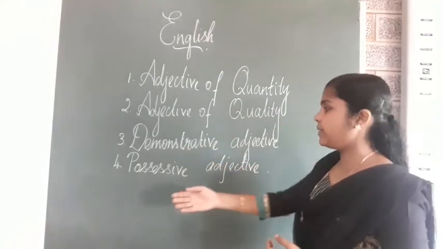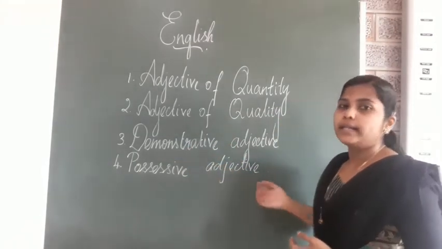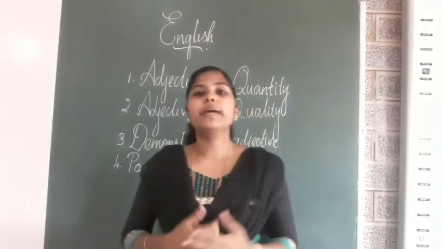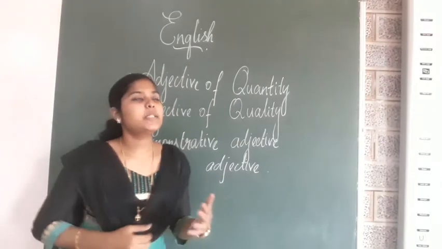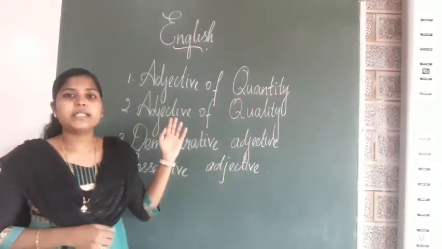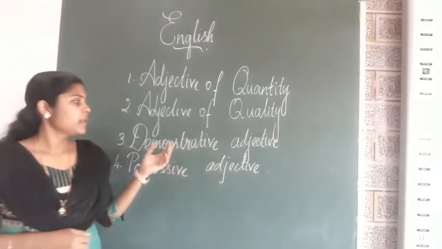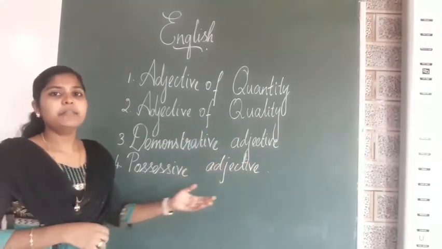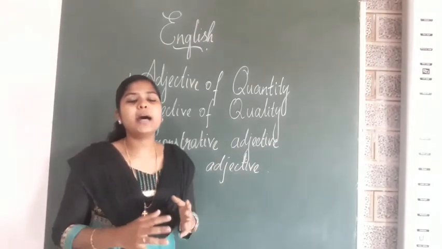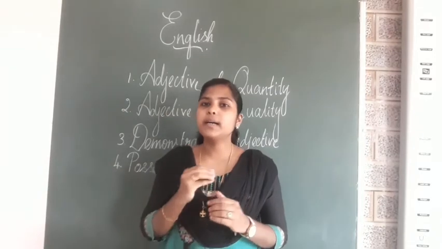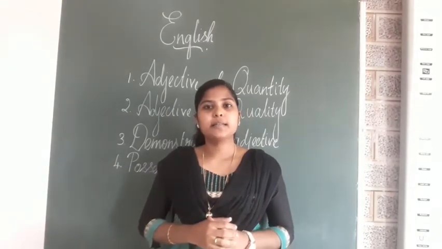Demonstrative adjective and possessive adjective. So what are the 4 kinds of adjectives we are going to learn today? Adjective of quantity, adjective of quality, demonstrative adjective and possessive adjective. These are the 4 kinds of adjectives we are going to learn in this class.